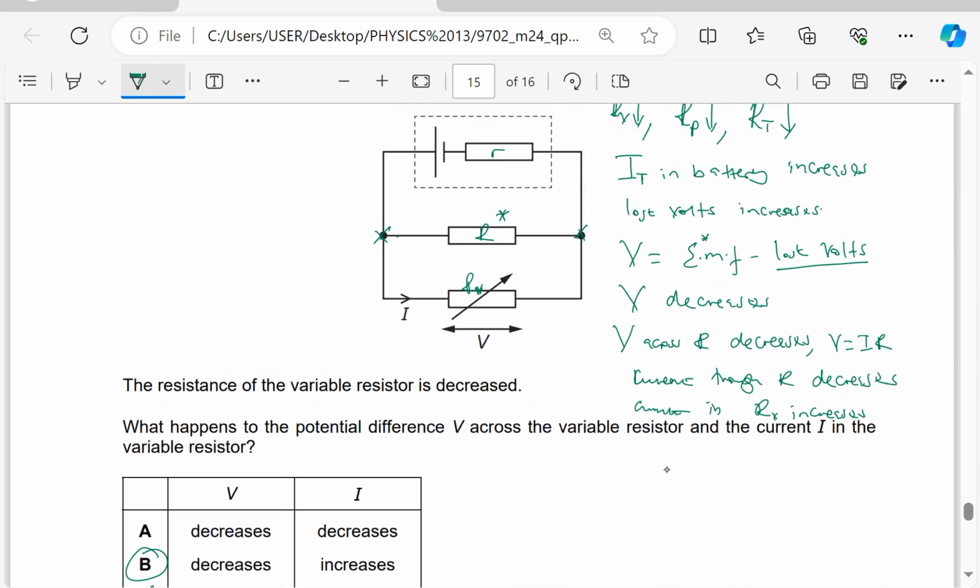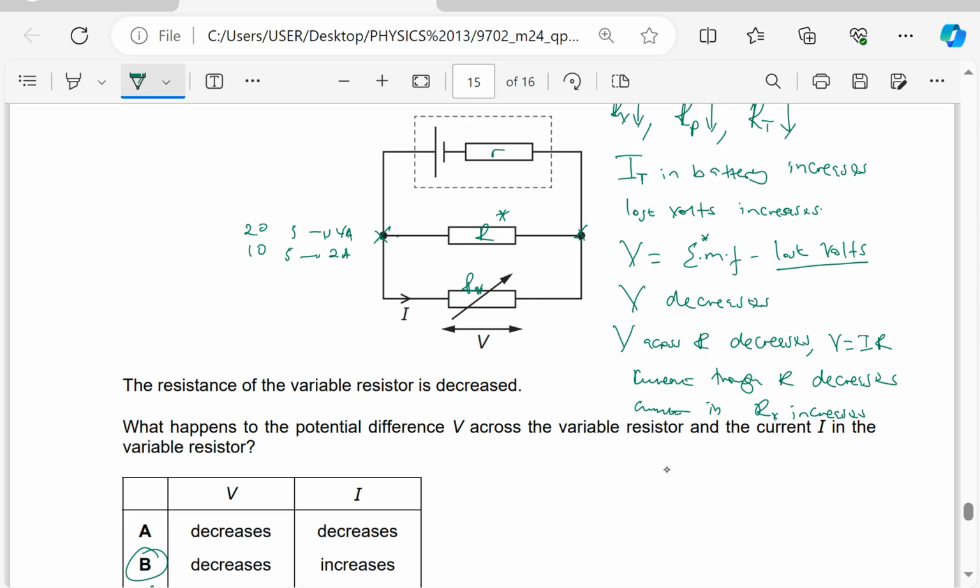The PD across capital R has gone down as explained before, but its resistance remained constant. So if the PD across it was, say, 20 and it is now 10, the resistance is 5. It is still 5. It means the current here has gone down. Let's say initially it was 4, now it is going to be 2 amperes when the PD across it goes down.